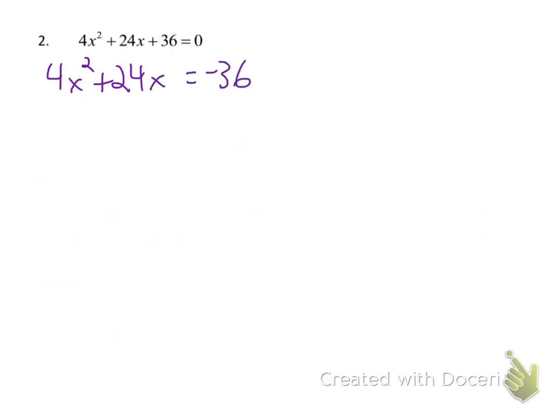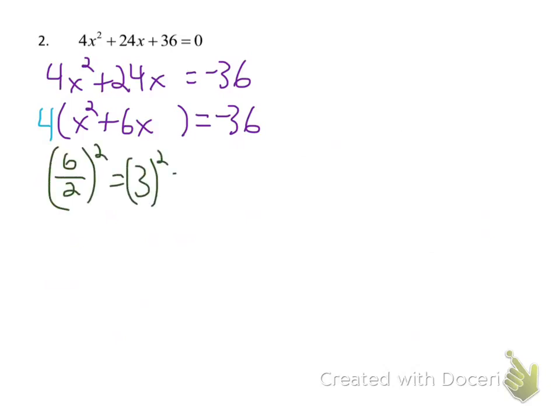So we can do that like so. And now we're going to do that next step, factor out the greatest common factor if possible. Well, we have 4x squared and 24x, so I can factor a 4 out of there, leaving me with x squared plus 6x. And then again, my new b value is 6. So I'm going to do 6 divided by 2 and then square it, which is 3 squared or 9. And then I'm going to add 9.